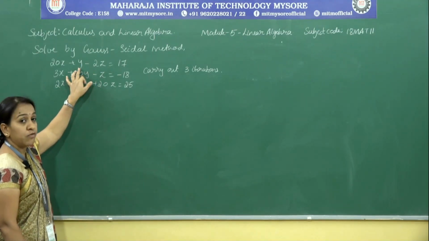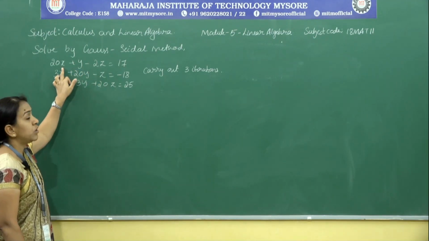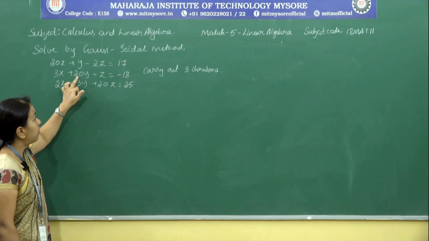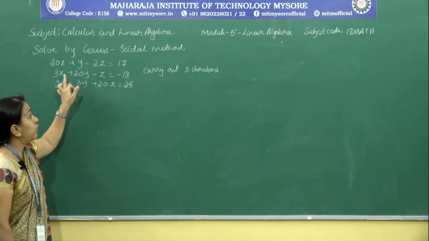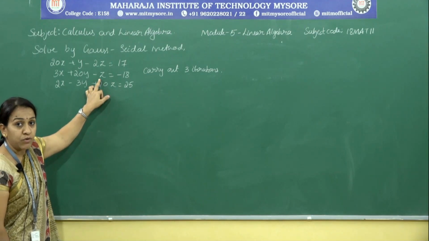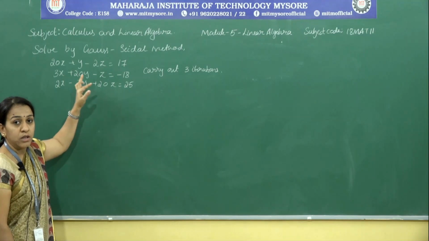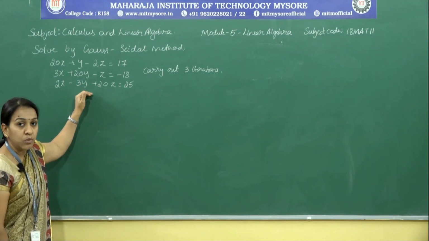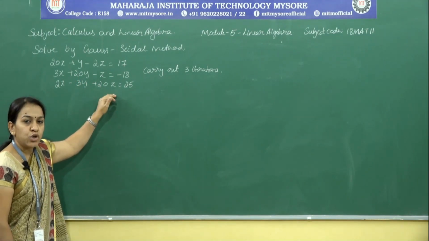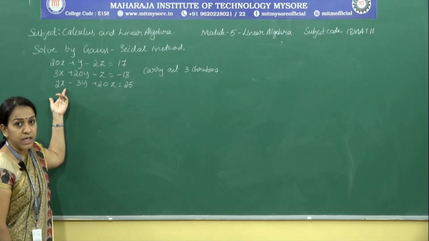If I come to the first equation and compare with the y and z coefficients, the x coefficient must be greater. In the second equation, if I compare with the coefficients of x and z, the y coefficient must be more than the other two. And in the third equation, the coefficient of z should be more than the coefficients of x and y.